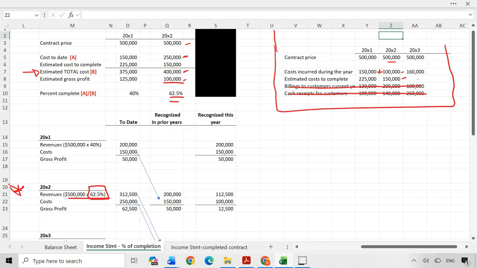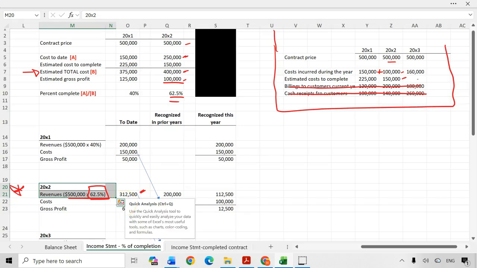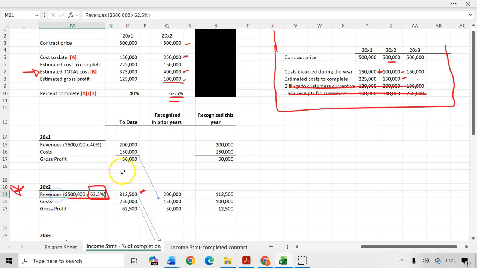62.5% of those revenues. This means that we should be able to recognize 62.5% of those revenues for the entirety of the contract as of the end of the second year. So when you take the first year revenues plus your second year, it can equal 62.5% of the total contract price of $500,000. So how do we calculate that? We're going to take our revenues of $500,000 times 62.5% gives me the $312,500.